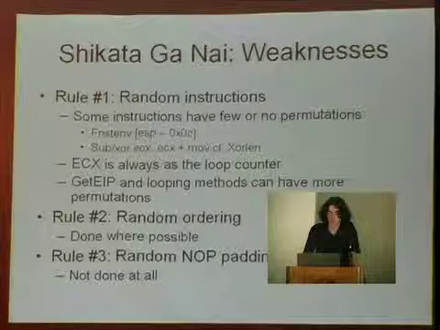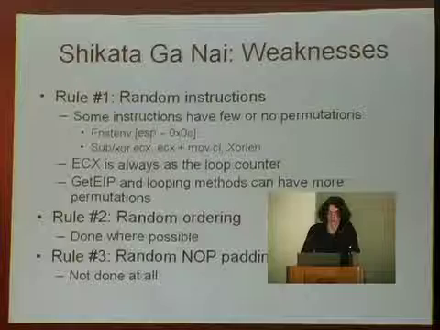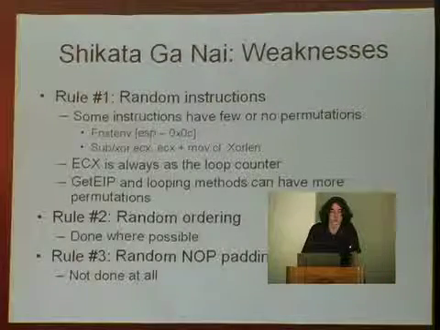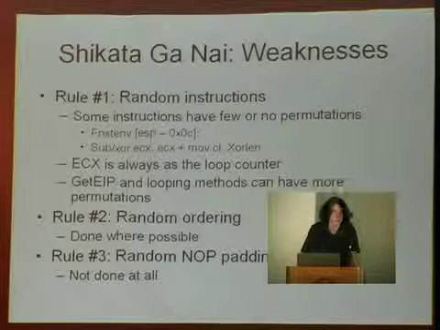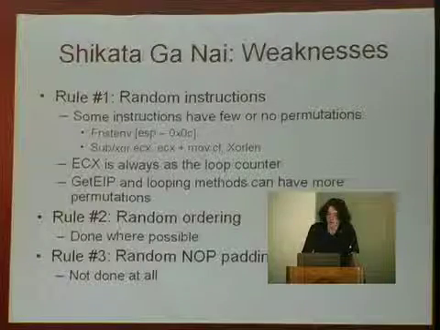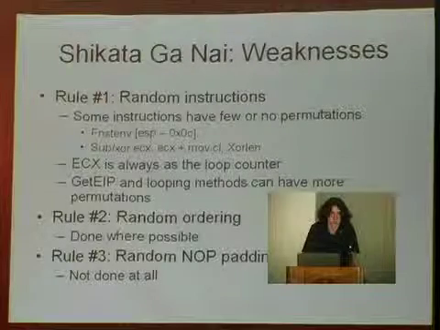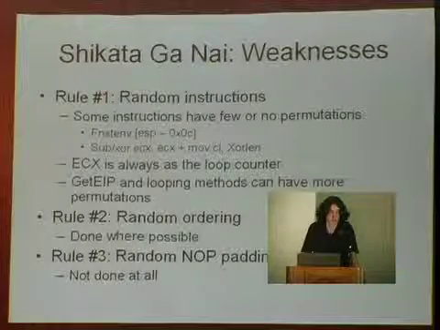The weaknesses in rule number 2, random ordering of instructions: there are none. It's done where possible and it's done properly. The weaknesses in rule number 3, random NOP padding is added in. Well, random NOP padding is actually not added in anywhere. Rule number 3 is totally ignored by this encoder.